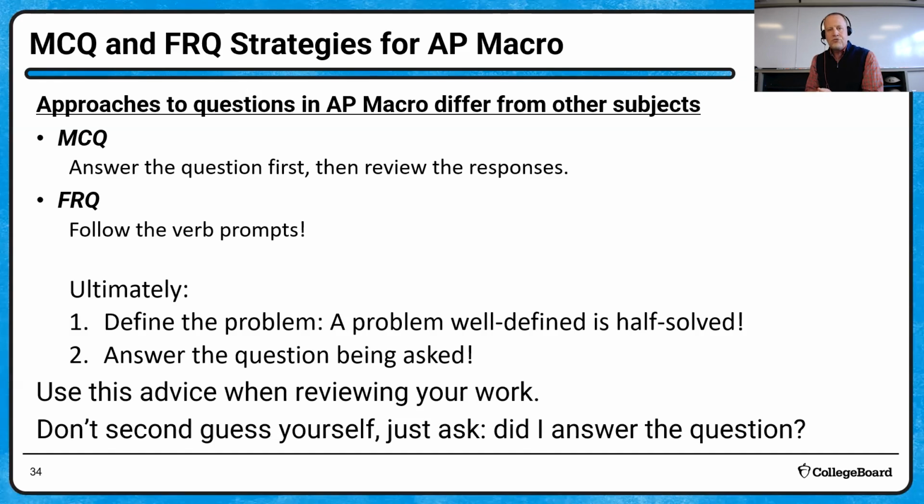This is advice for starting. This is advice for reviewing. When you go back over your work, don't second guess. Don't ask yourself, is that really the right answer? Simply say, did I answer the question? Did I answer the question that was asked? And if you did, you're done. Walk away. You've done a great job, and the grade should reflect what you know.